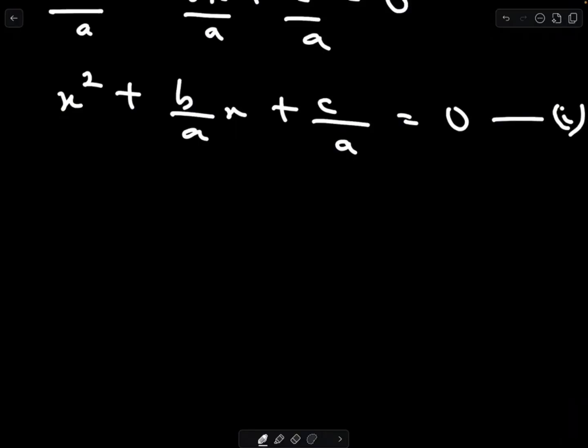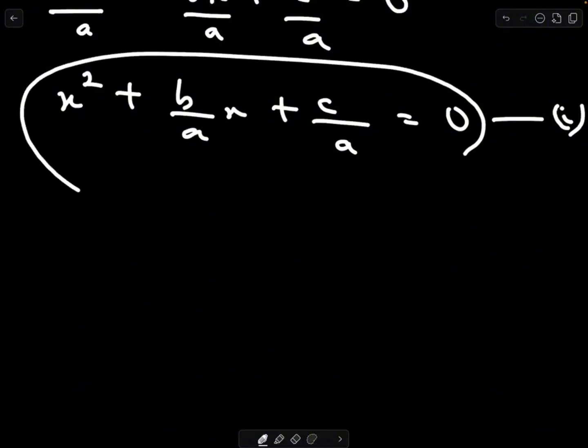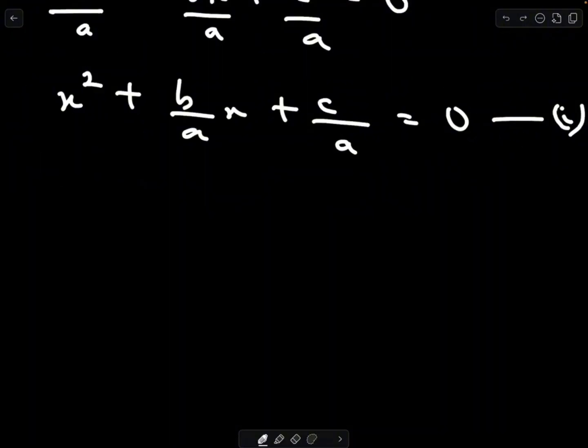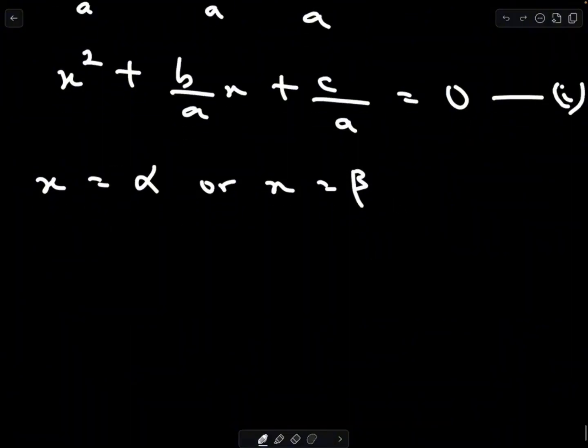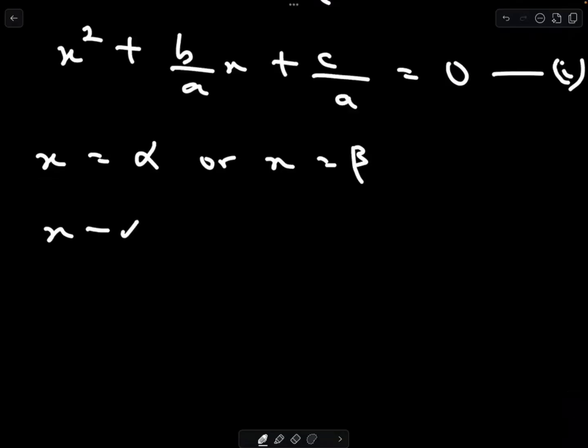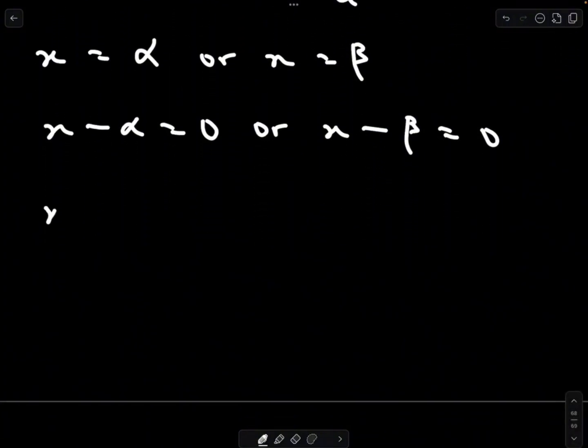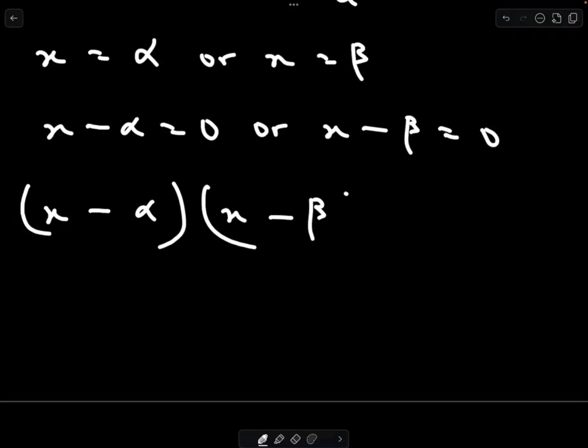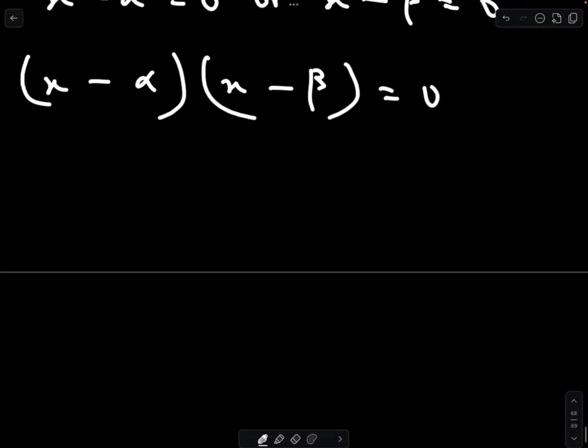If alpha and beta are the roots of this equation, then that simply means if I solve the equation, I'm going to get x equals alpha or x equals beta. Alpha and beta are just representations. And this simply means x minus alpha equals 0 or x minus beta equals 0. And I can write that as x minus alpha times x minus beta equals 0.